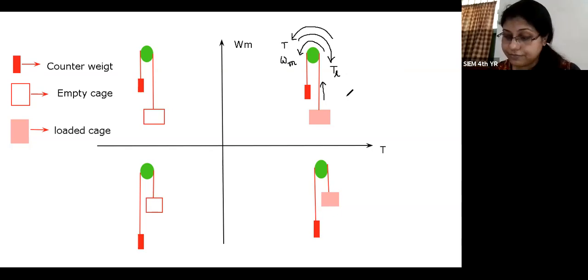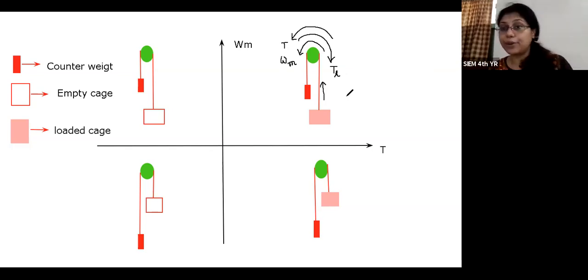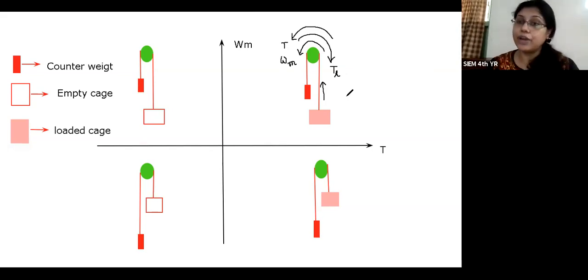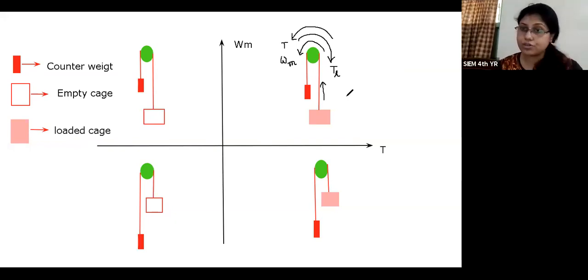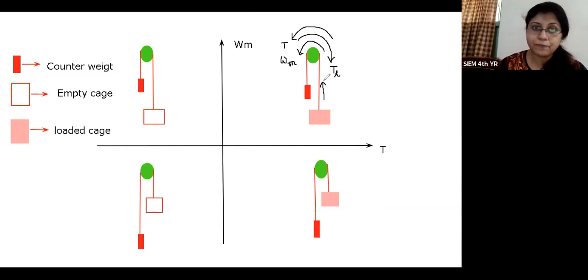Similarly, when the cage is empty, the weight of the counterweight is higher than the weight of the empty cage. Now, in the second quadrant also, the motion of the speed is in anti-clockwise direction, because we know that in the second quadrant the speed is positive. So this is the direction of the speed, omega m.